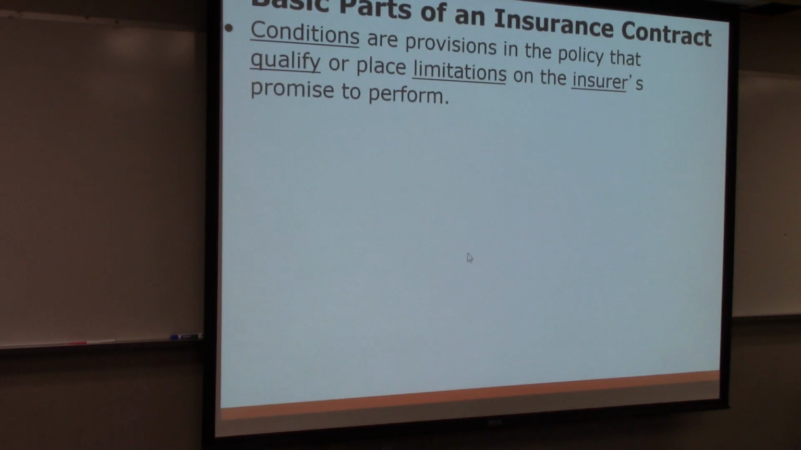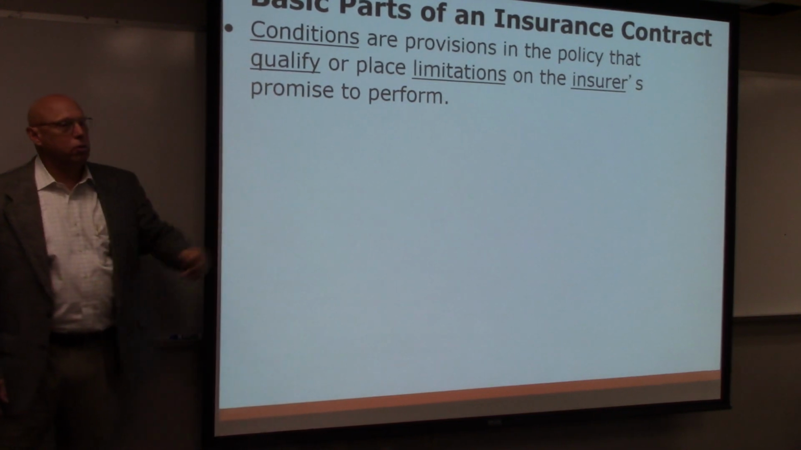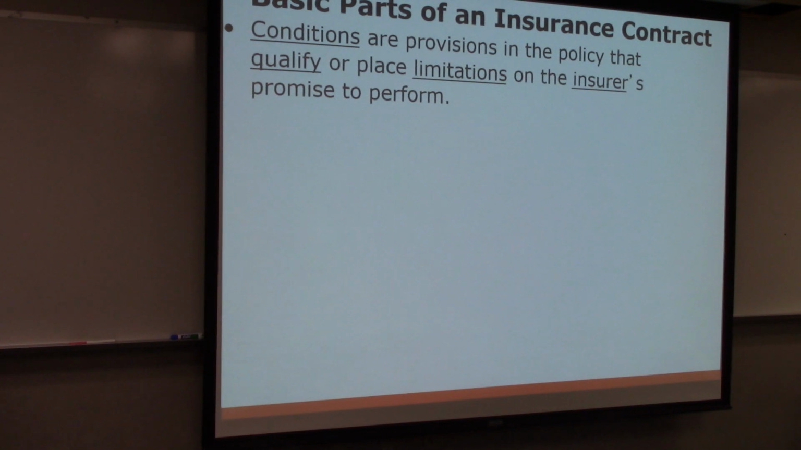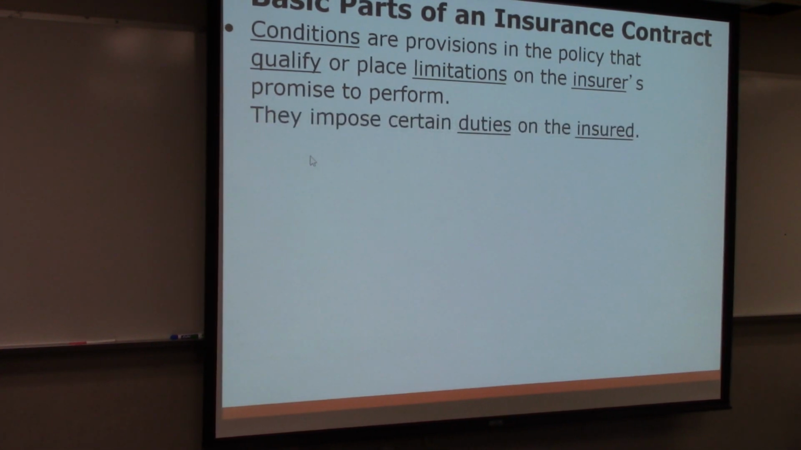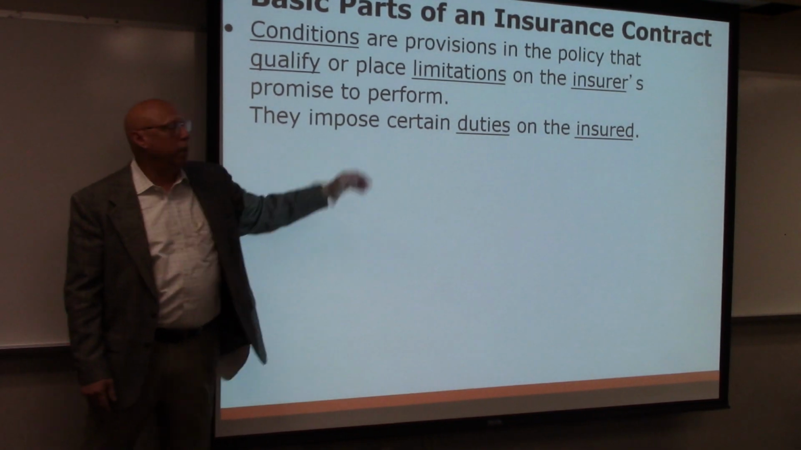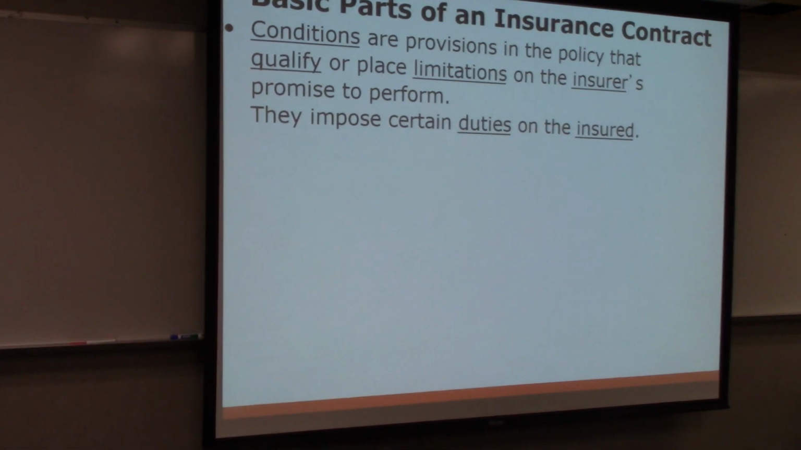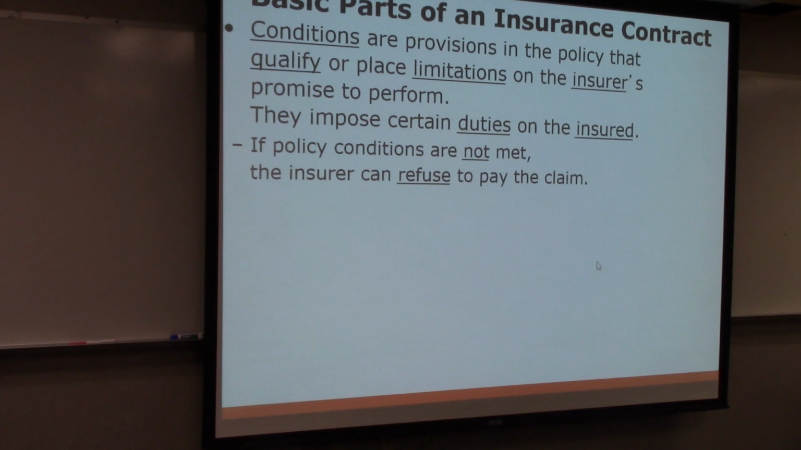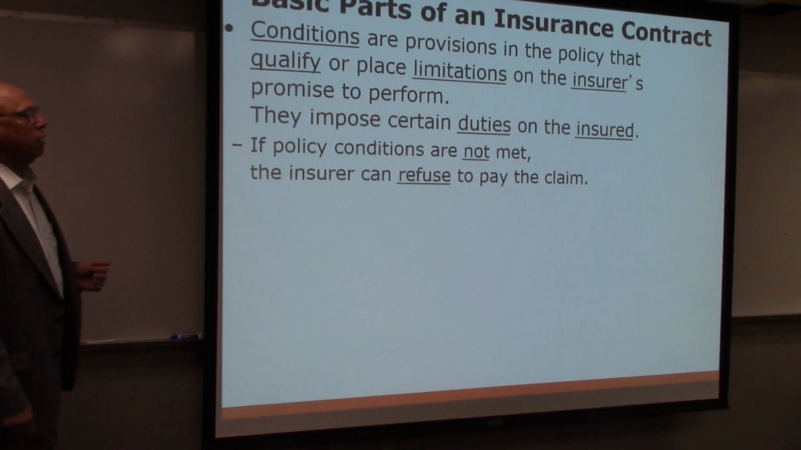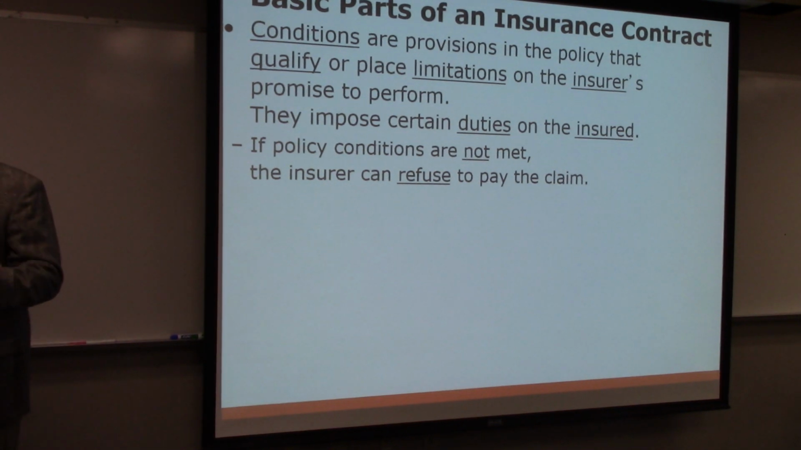So limitations on the insurer's promise to perform. Similar to exclusions. Okay. So this is where representations and warranties come into play. The duties of the insured. If the insured does not live up to their representations, then the insurance company doesn't have to pay up. Okay. All right. So if you promise to have a sprinkler system that is adequate and turned on and working, and it's not, then your fire claim is not going to be paid.